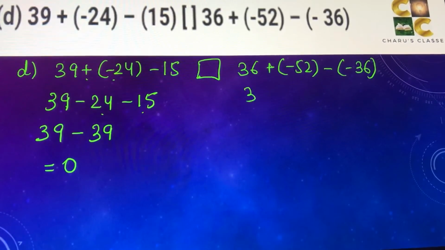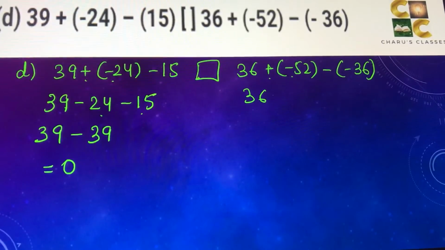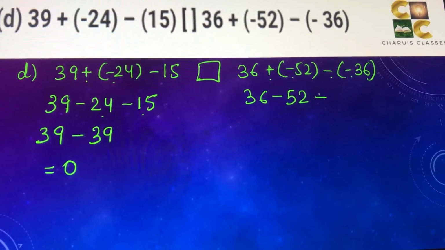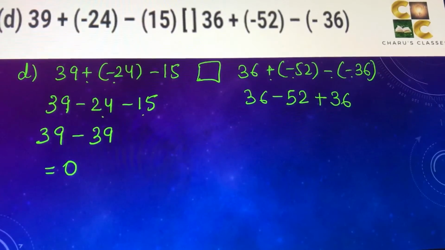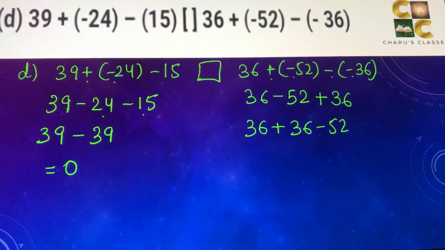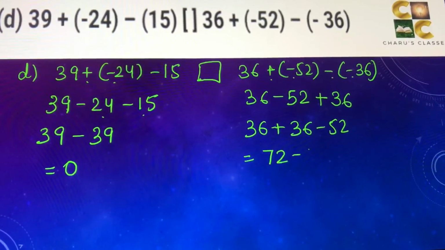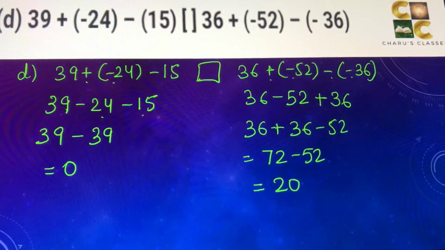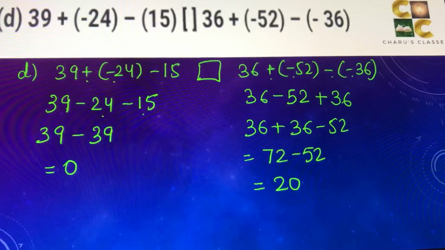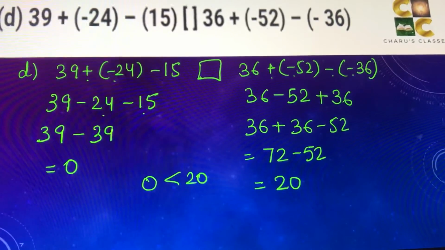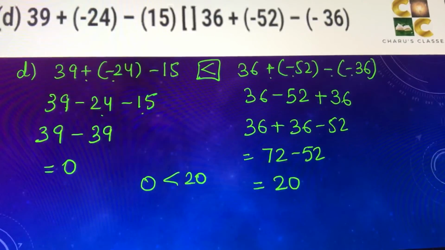Right hand side, 36 plus minus is minus, so minus 52, minus minus is plus, so plus 36. So 36 plus 36 minus 52, that is 72 minus 52, which is 20. In 0 and 20, definitely 0 is less than 20, or we can say this is less than this.